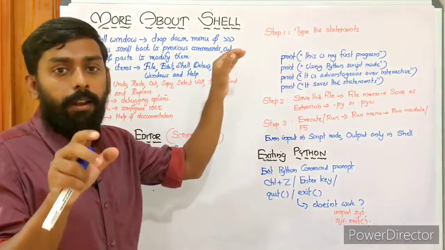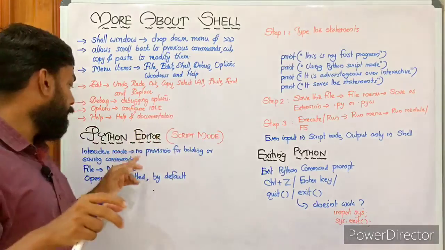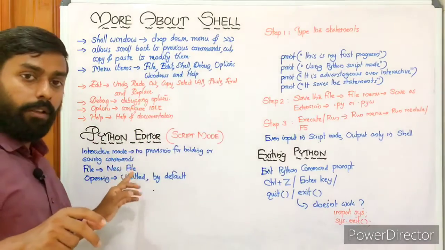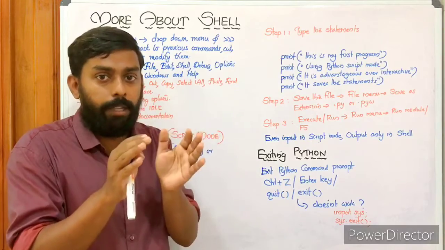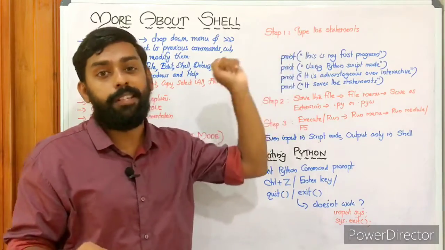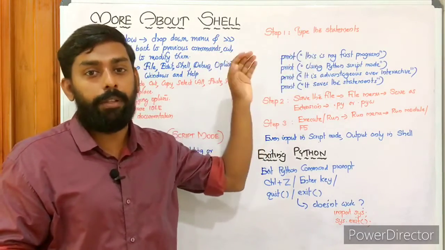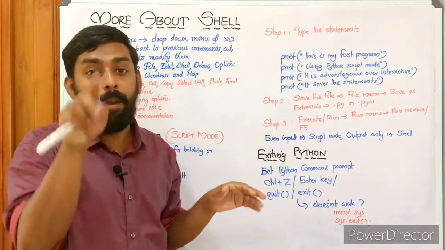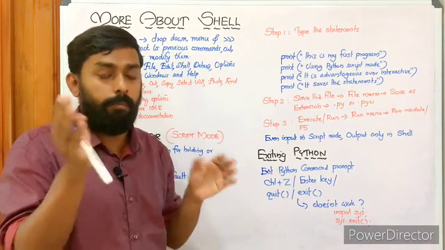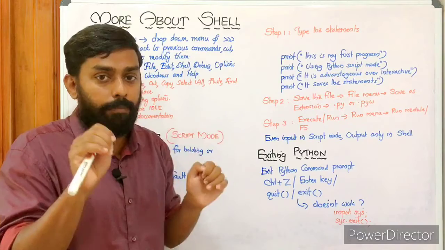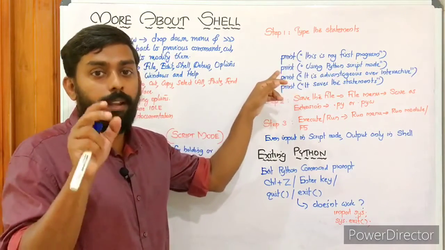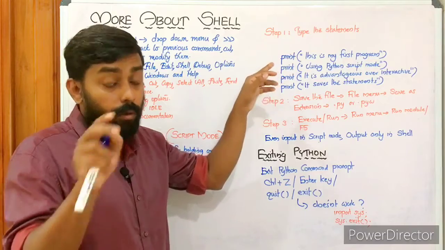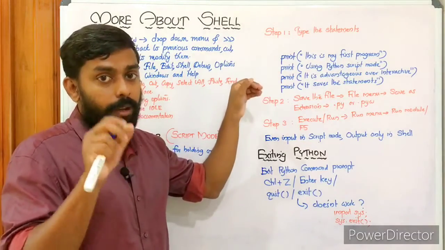So here is the first step: go to File, take New File. Then a window will be displayed with the default name untitled. Then you can start typing the statements. There will not be any command prompt, but the blinking cursor will be there. Here we have added 4 Python statements.